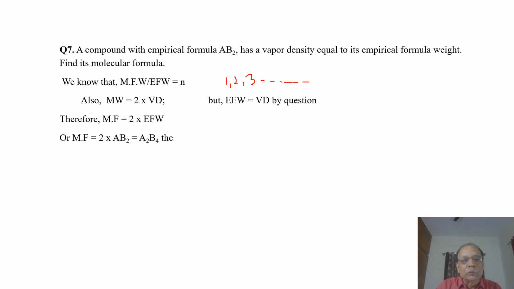Also, molecular weight is equal to twice the vapor density. But according to the question, empirical formula weight is equal to the vapor density. So substituting for vapor density the empirical formula weight, we have molecular formula weight equals 2 into empirical formula weight, or molecular formula equals 2 into AB2, which is the empirical formula given in the question. So 2 into A1B2 is A2B4.